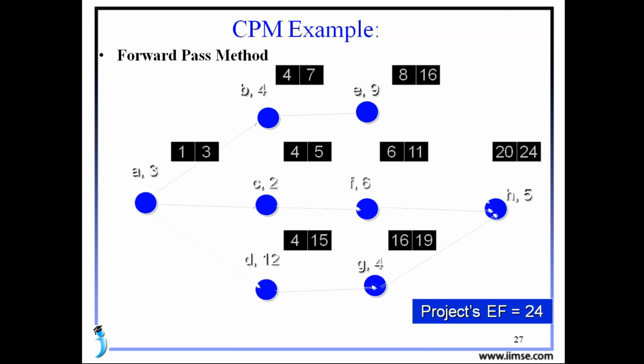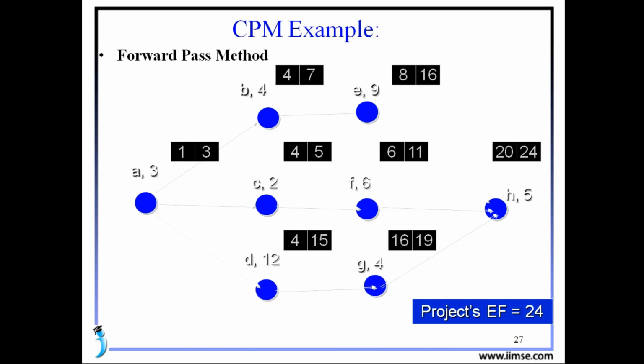Here D is starting after A. So D is starting on the 4th and the duration of the D is 12 days. So the duration 12 means, according to our calculations, 4 plus 12 minus 1, you automatically get 4 plus 12 is 16, minus 1 means 15. Then G will start after the 15th, so the 16th, and the duration is 4 days. 16 plus 4 is 20, minus 1, automatically we get the 19th.